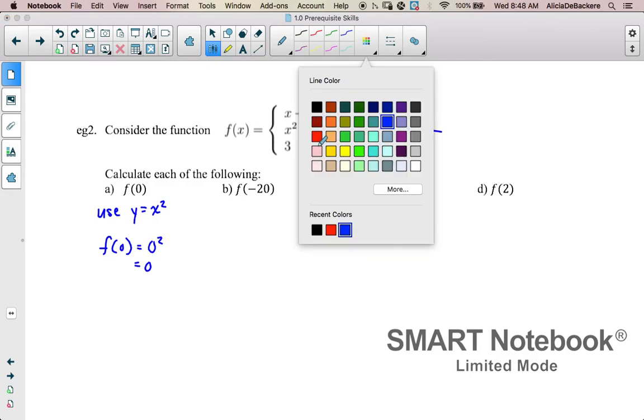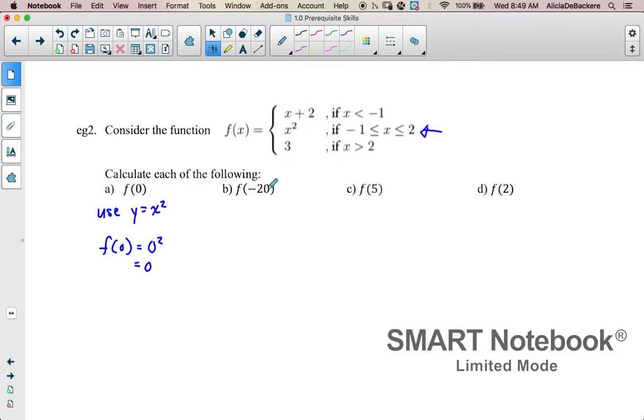Now, for the next one, I'm looking at f of -20. So where is -20? I look through my 3 domains, and I see that -20 would be less than -1. So this time I'm going to use y equals x plus 2. I'm going to use the first equation here. And so f of -20 is equal to -20 plus 2, or -18.